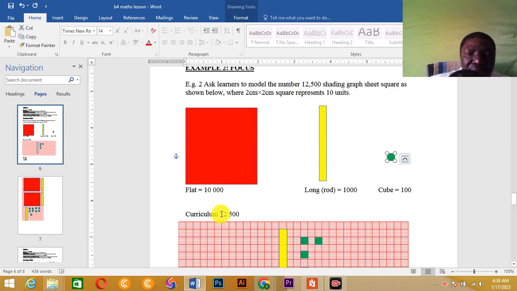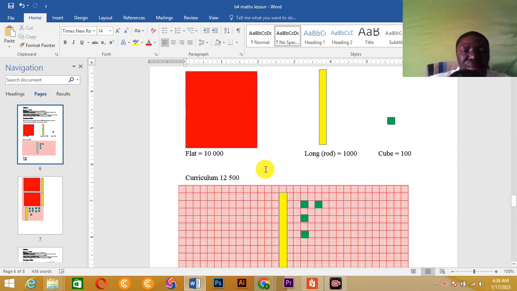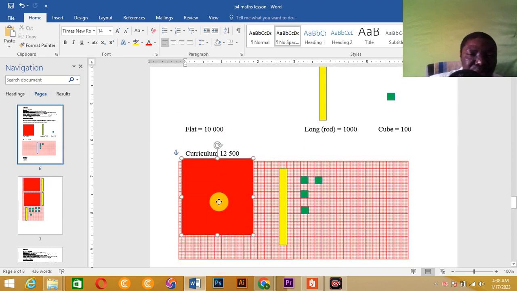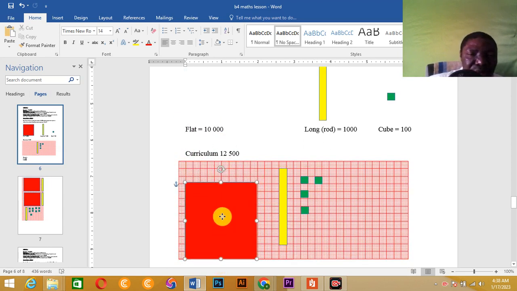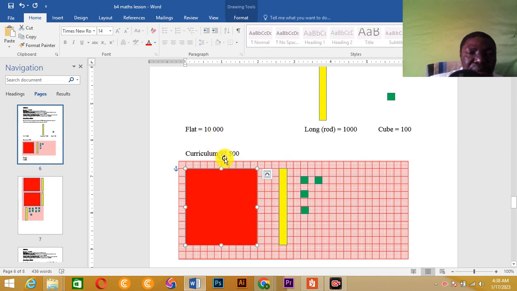If you're asked to represent this amount on the graph sheet, let's take the curriculum example. This is 12,500. To represent this amount on the graph sheet, make sure you position it perfectly to fit within the boxes for 10. Count up to 10. You need only one of the flat. You count up to 10 because this is 1, and 1 represents 1,000.